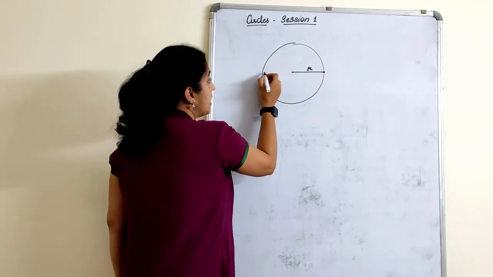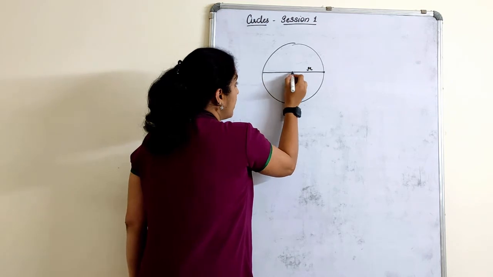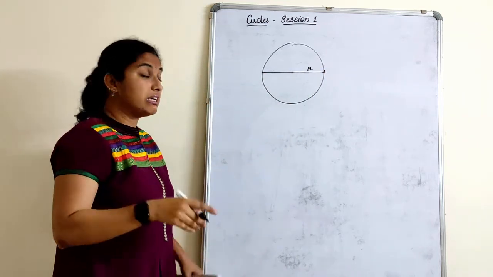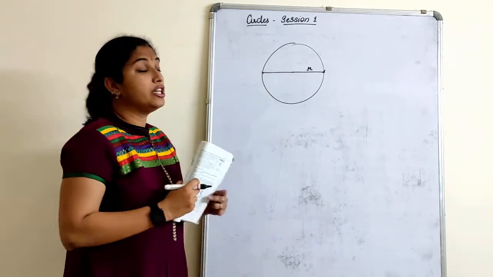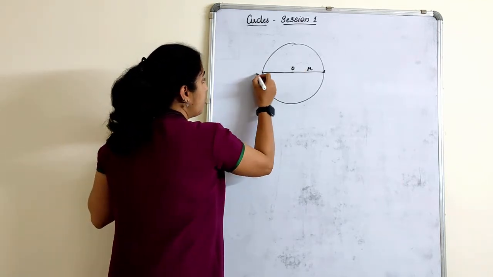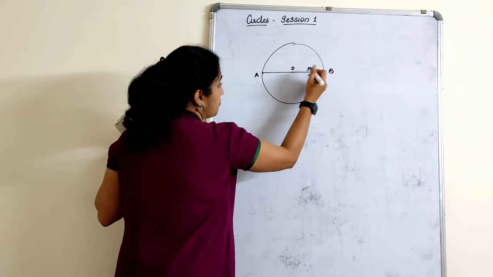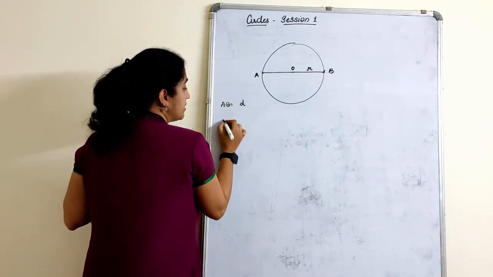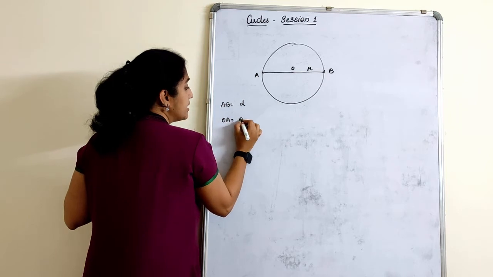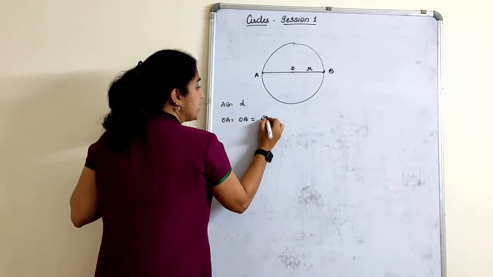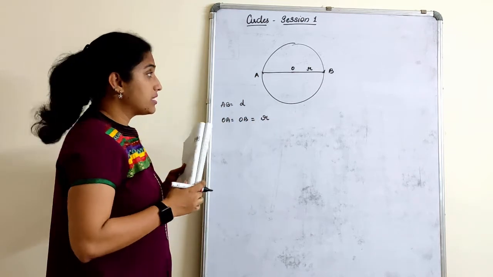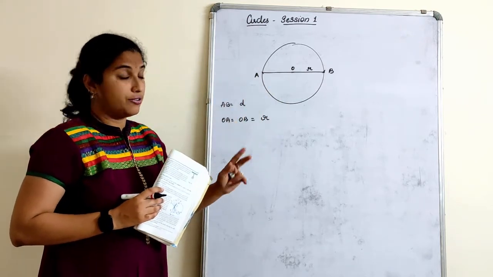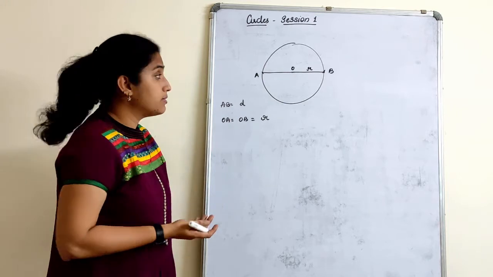radius. The line which cuts at 2 points on the circumference of the circle, passing through the center of the circle, is called the diameter. So I can say here now AB is the diameter, and OA is equal to OB, which is equal to the radius of the circle. We know the relation between radius and diameter, right? Then what all things do we know here?